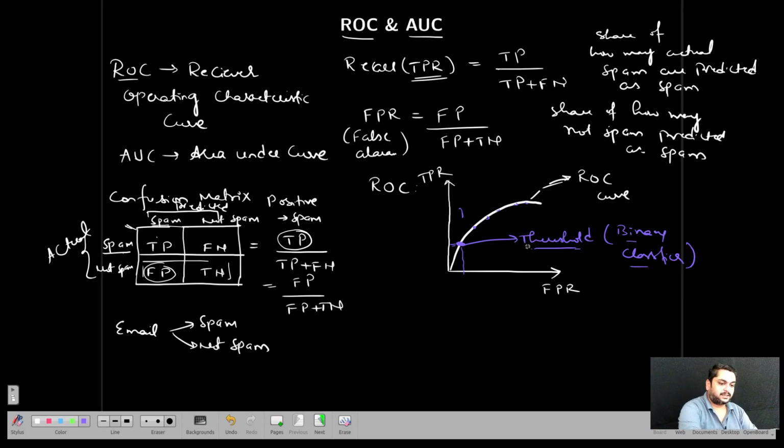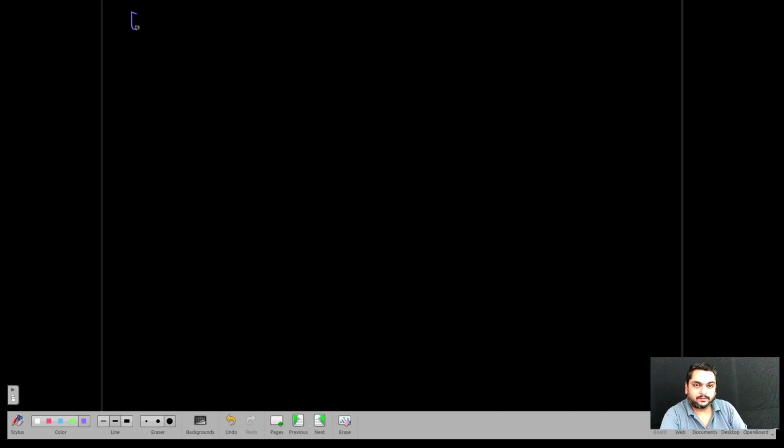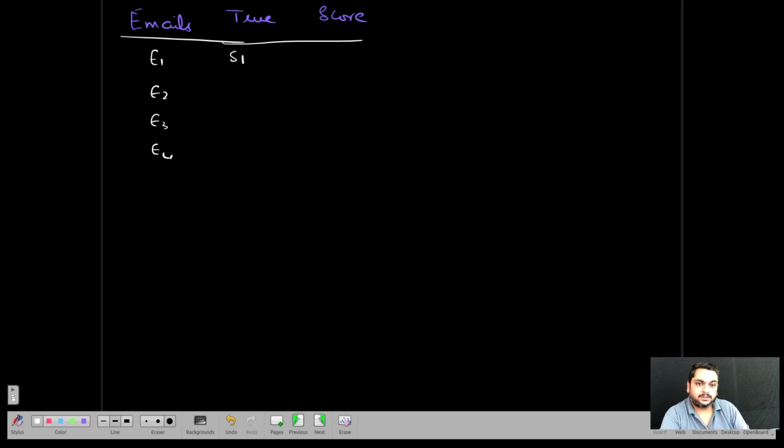Why? Let us take an example to understand. Let us say a sample of these emails, and we know their true, actual values, and then we have scores from some classifier. I have given a sample of emails E1, E2, E3, and E4. The true values were spam, spam, not spam, and not spam. And say the scores were 0.95, 0.70, 0.60, and 0.10.